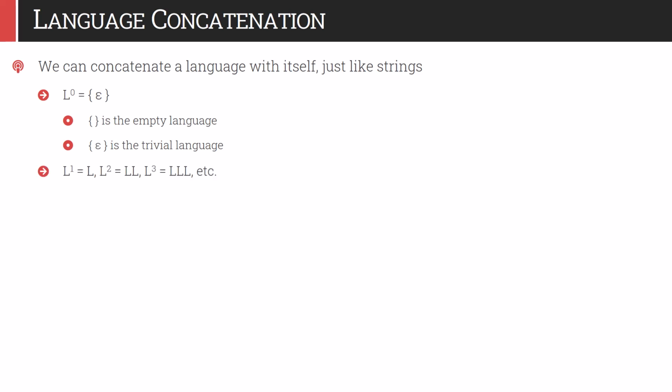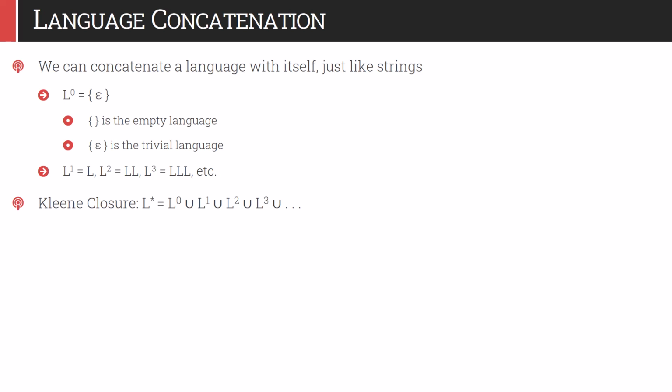L1 is equal to L. L2 is L into L, we have to concatenate the language with itself. L3 would be L into L into L. So we are concatenating L with L and then again concatenating the same language again. So it is very similar to string concatenation.